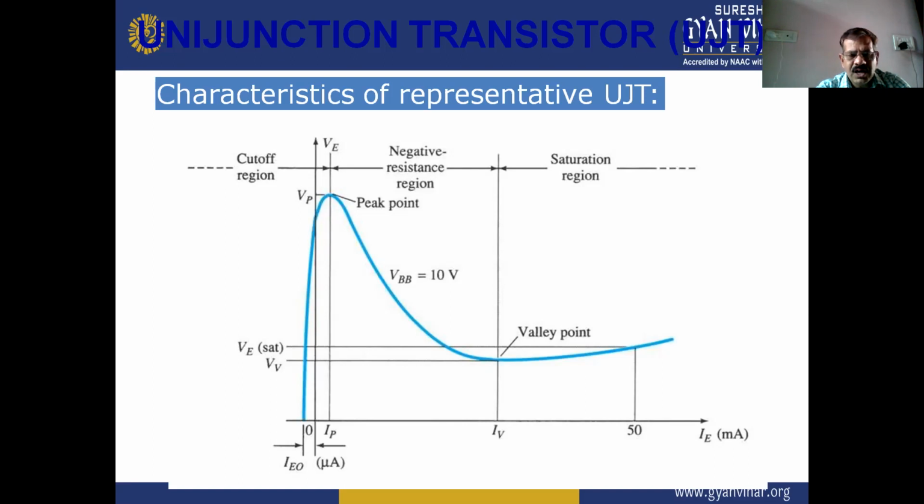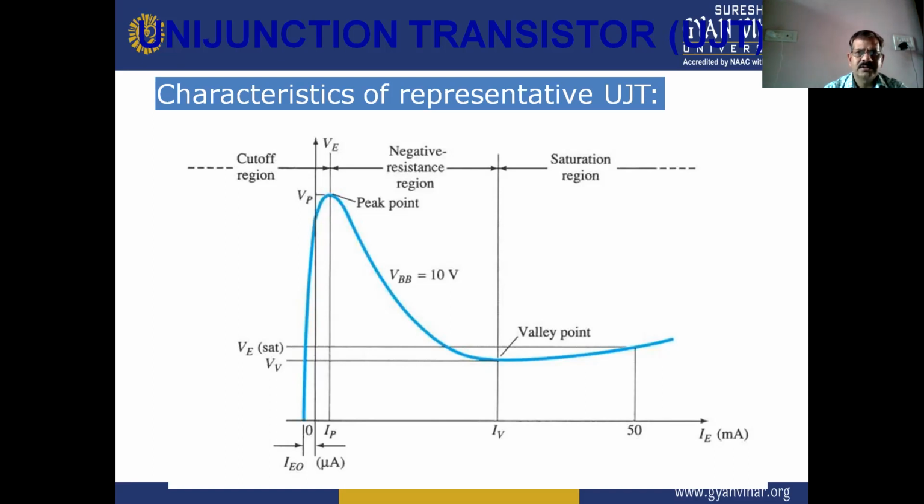At the valley point the voltage is VV and the current is IV. After the valley point the voltage increases with the current, and after the peak point the voltage decreases as the current increases. So this is the negative resistance region, in which voltage decreases when current increases. So this is the characteristics of the UJT.